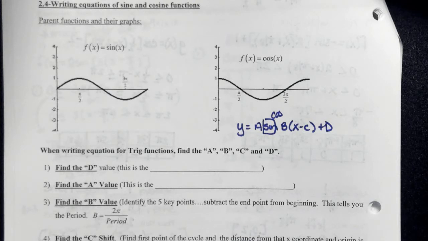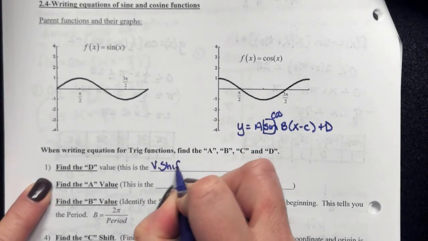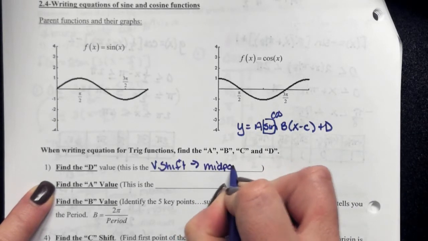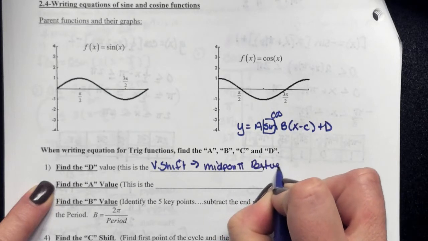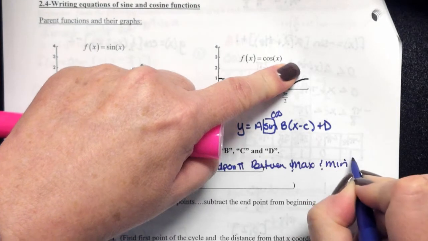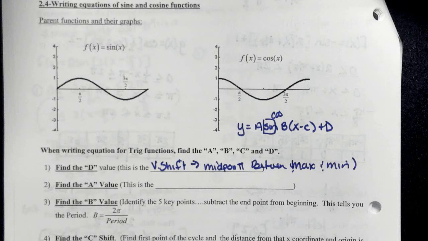So first of all, to write these equations, you want to find your D value. We know that this is the vertical shift. The way you identify the D value is that it's the midpoint between the max and the min. So the baseline, which is what we've been referring to as the D value, is the vertical shift. To figure out whether your graph has a vertical shift, identify the highest point, identify the lowest, and then find the midpoint. That's what it's going to be.